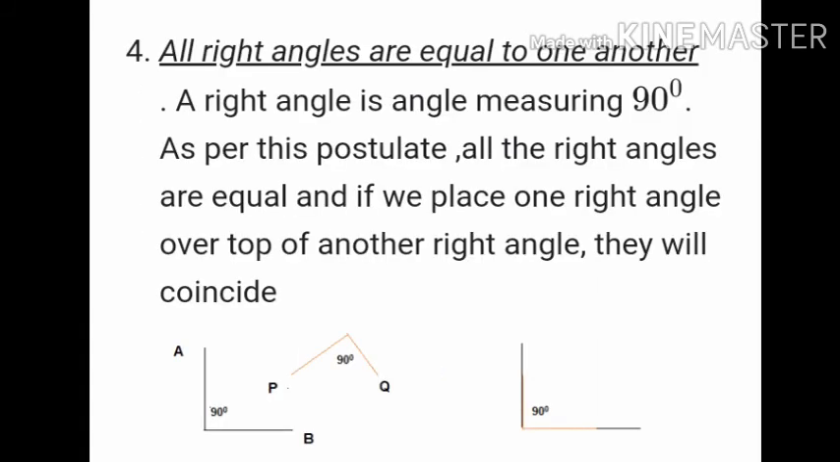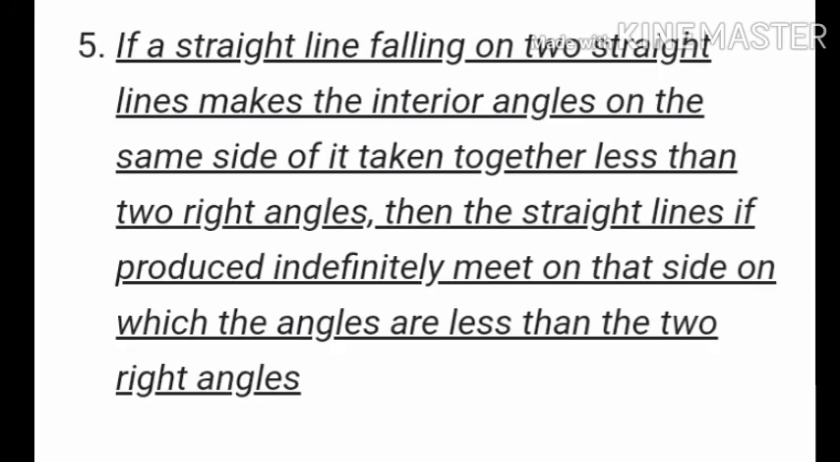Fourth postulate: all right angles are equal to one another. A right angle is an angle measuring 90 degrees. As per this postulate, all the right angles are equal, and if we place one right angle on top of another right angle, they will coincide.